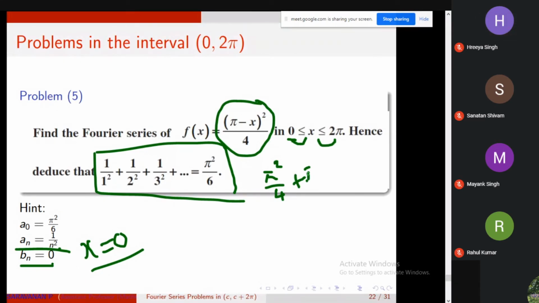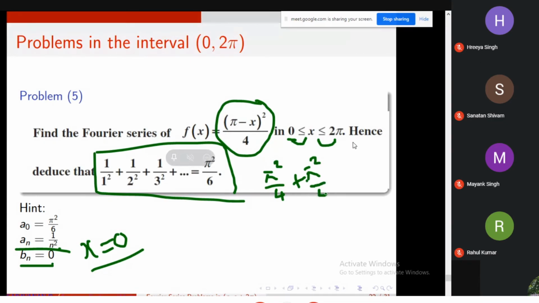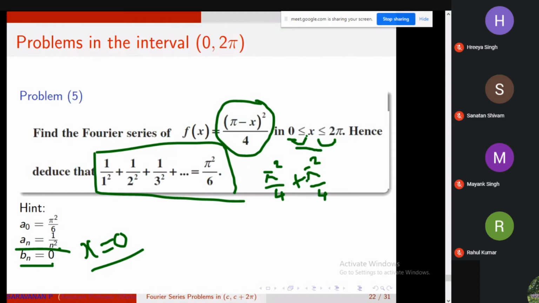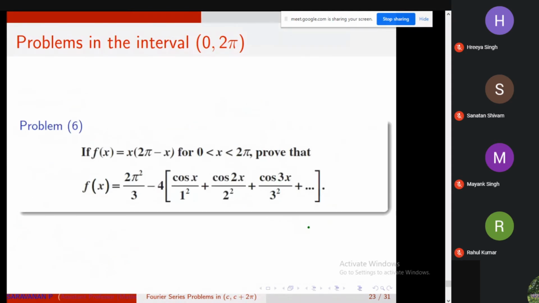At the upper limit, you have the right hand limit and left hand limit equal, and the function value is also the same, because it is defined at 0, it is defined at 2 pi, and it is a polynomial. Therefore it is continuous, so the right hand limit, left hand limit, and function value are all equal. So you take the average of the left hand limit and right hand limit, this plus this divided by 2, and you will get the answer. Okay, it's a very simple calculation.